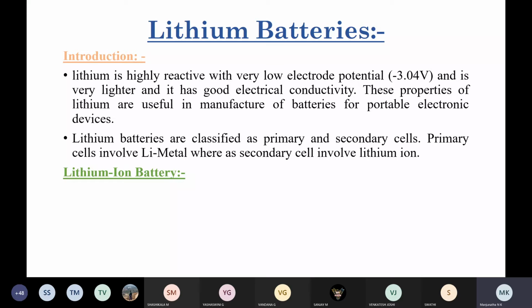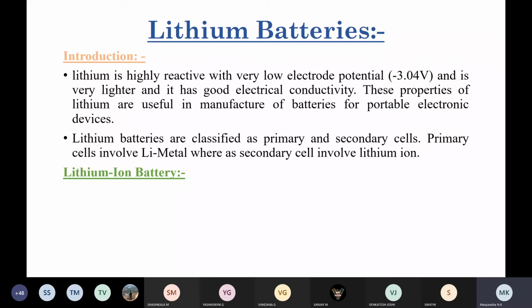The second type is secondary lithium batteries. In the case of secondary lithium batteries, instead of using pure lithium metal, lithium ion materials are used as one of the materials. These types of batteries are called secondary lithium batteries. For example, the lithium ion battery.